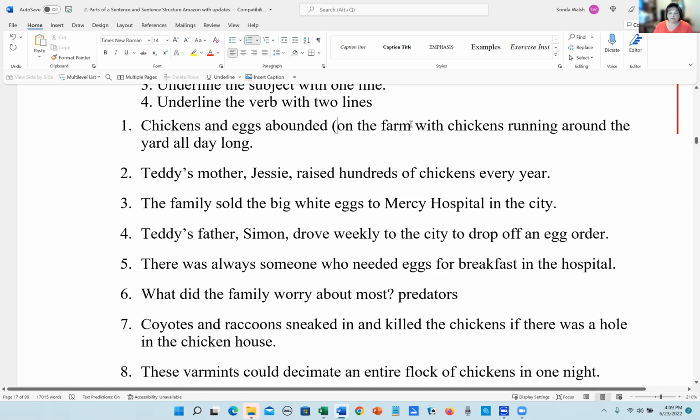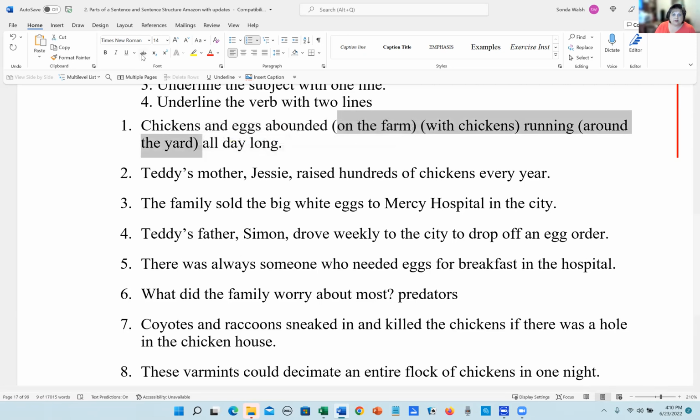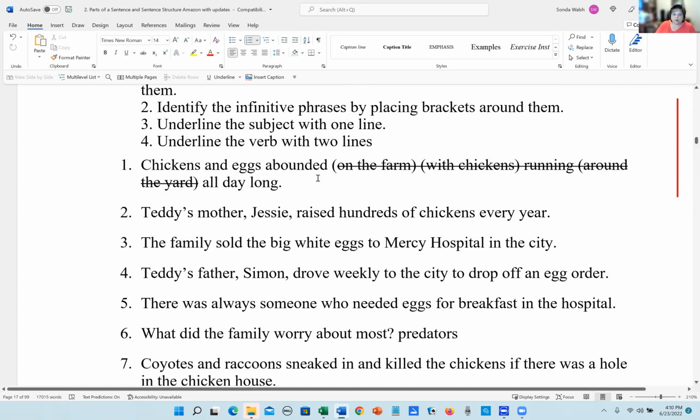So on the farm is a prepositional phrase with chickens running around the yard. Okay. And I'm going to tell you right now, this word running is a verb, but the way it's being used here is it's describing the chickens. So whenever it's used as a description, we don't call it a predicate of the sentence. So I'm going to go ahead and mark out all of these words because we won't be finding our subjects and verbs there.